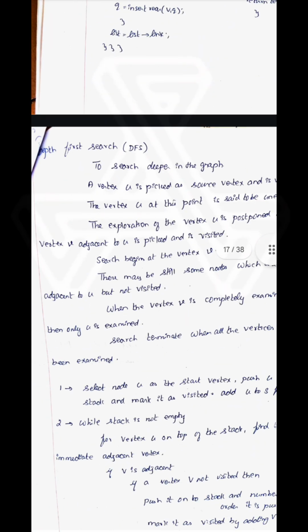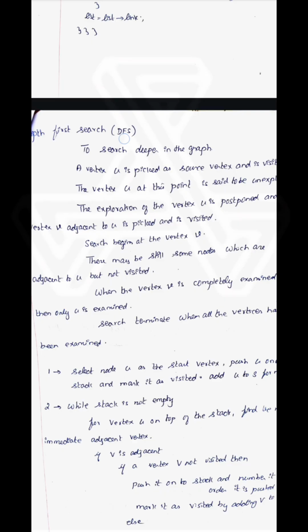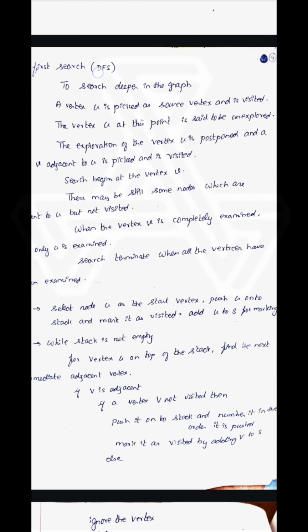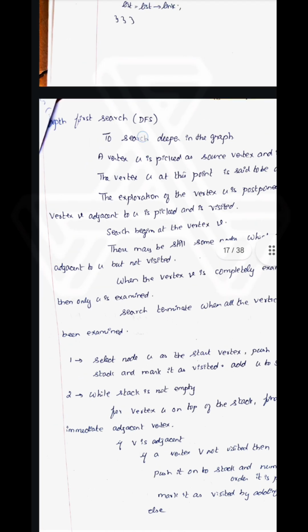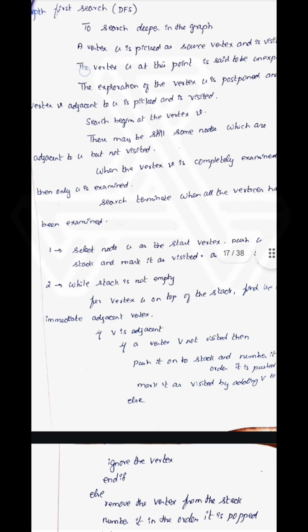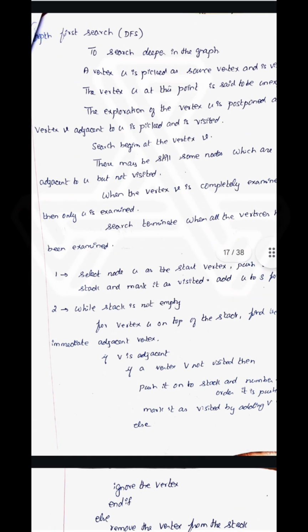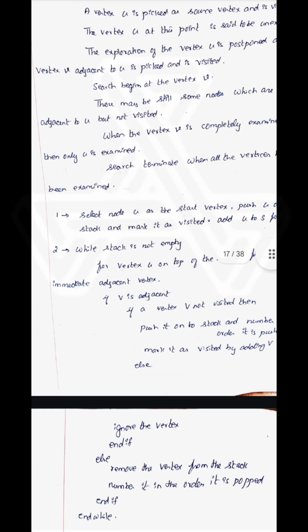Then DFS, depth first search. To search deeper in the graph, U is picked as a source vertex and is visited. The vertex U at this point is said to be unexplored. The exploration of the vertex U is postponed, and a vertex V adjacent to U is picked up and visited. The search begins at the vertex V. There may still be some nodes which are adjacent to U but not visited. When the vertex V is completely examined, then only U is examined.